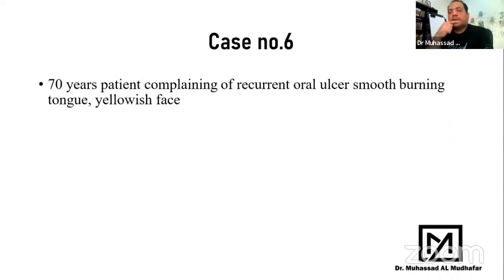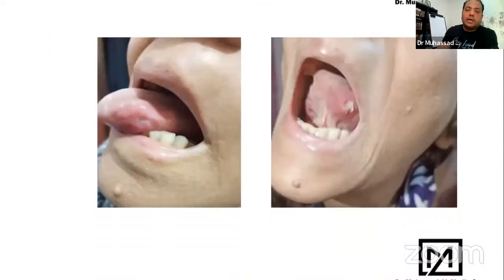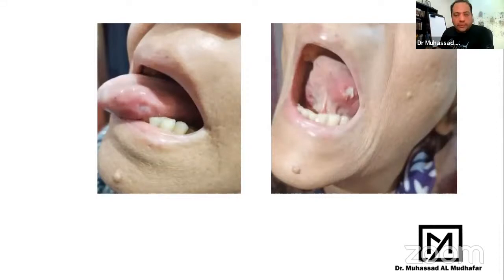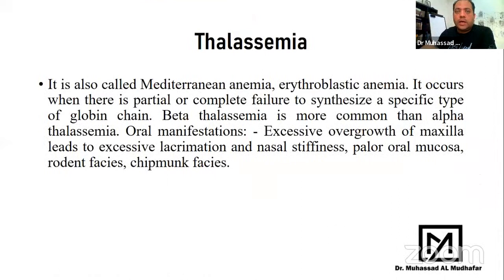This is case number 6, a 70-year-old patient complaining of recurrent oral ulcer, smooth burning tongue, yellowish face. This patient was previously diagnosed with aplastic anemia, not initially diagnosed by a dentist, but came for consultation about the oral ulcer only. The doctor sent him for consultation about the oral ulcer in the tongue, in the lateral border and in the ventral surface of the tongue. There is a necrotic membrane around this ulcer, and in the middle of the ulcer necrotic tissue, maybe due to a sharp edge or trauma. But here I talk about aplastic anemia and oral manifestation.